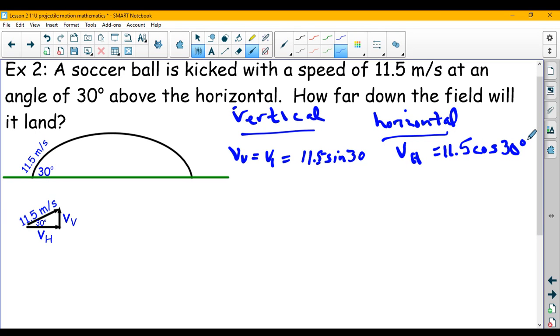Now, remember, we're talking about Pythagorean theorem in a sense here, right? So a lot of people are tempted when they find this first one, or my vertical one, they think, oh, I can just subtract it from 11.5. You can't do that because this is triangular math, and triangular math does not work that way. I'm going to find my horizontal, 11.5 times the cos of 30. There we go.